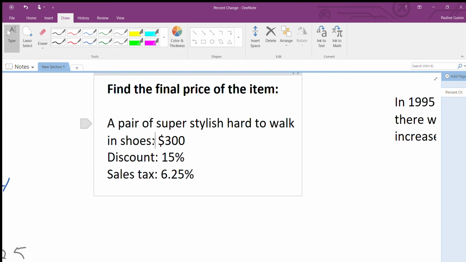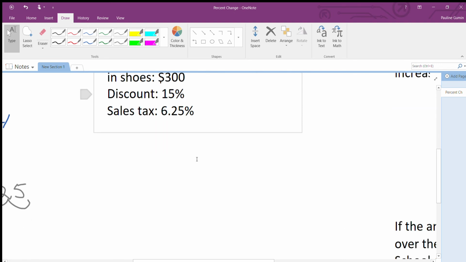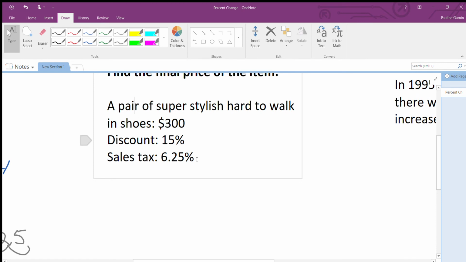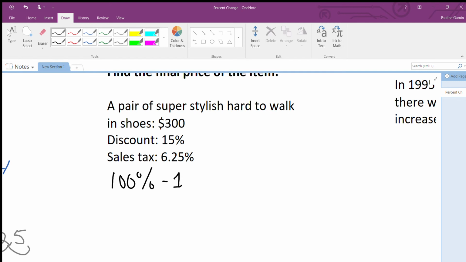Anyways, let's find the final price of this item. We have this pair of super stylish hard to walk in shoes for $300, and they initially have a discount of 15%. Well, if we're discounting 15%, how much percent are we paying for? Well, 100% is as much percent as you can get, and I'll subtract 15% from it.